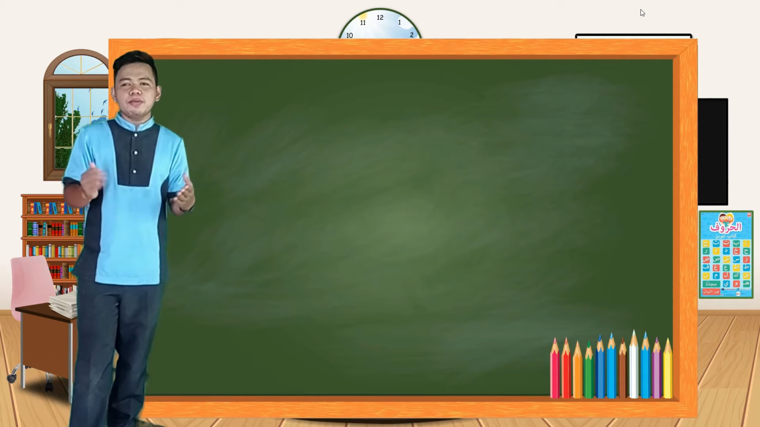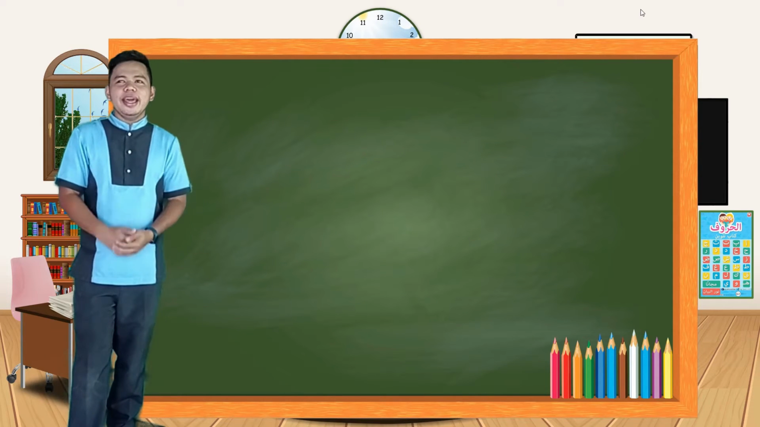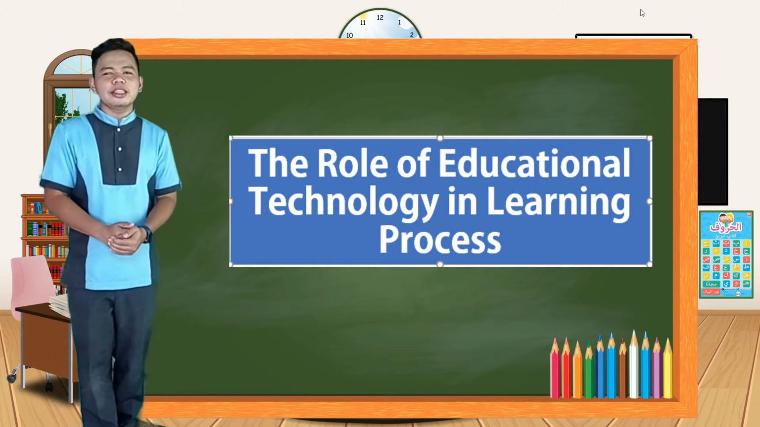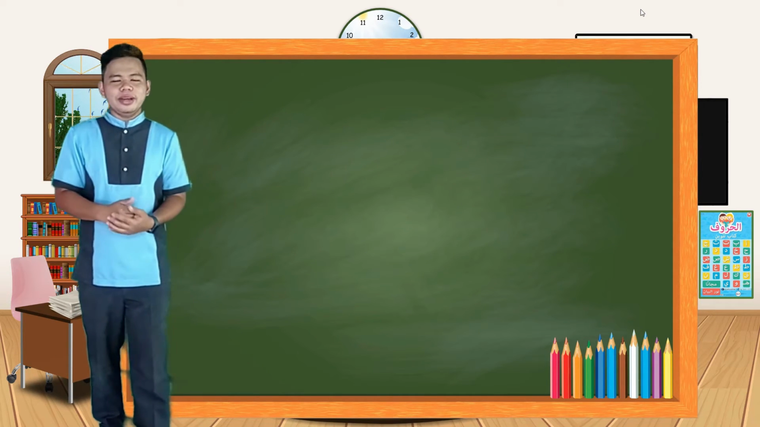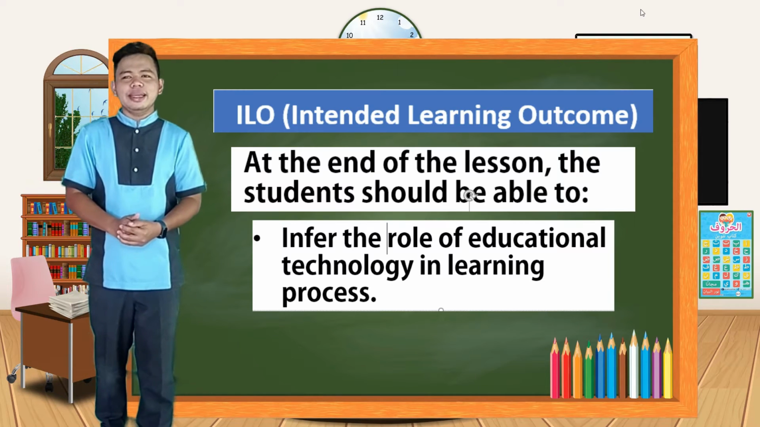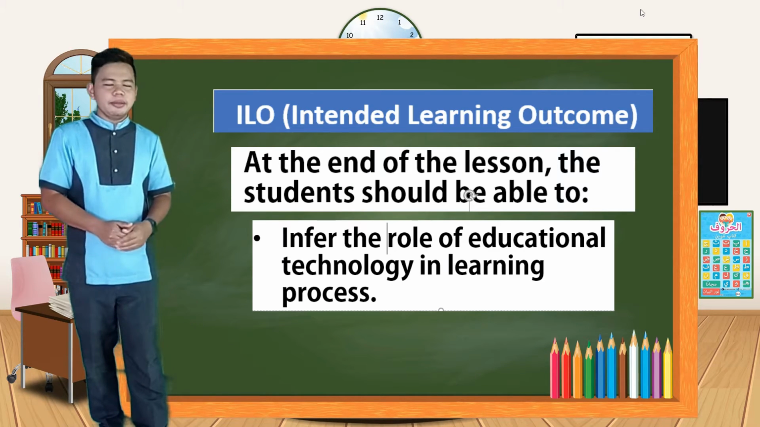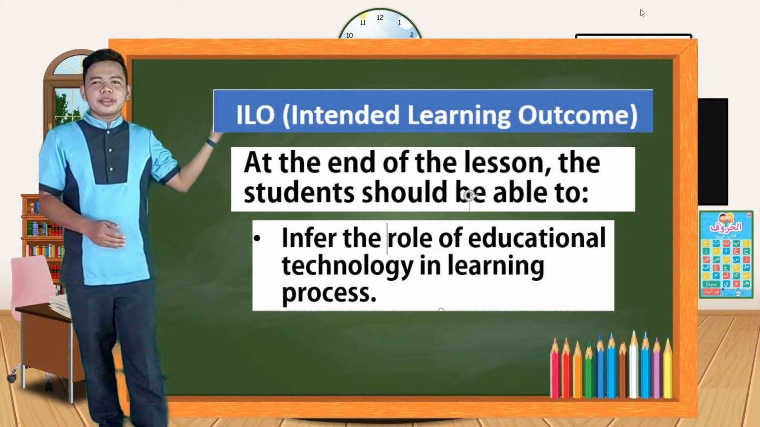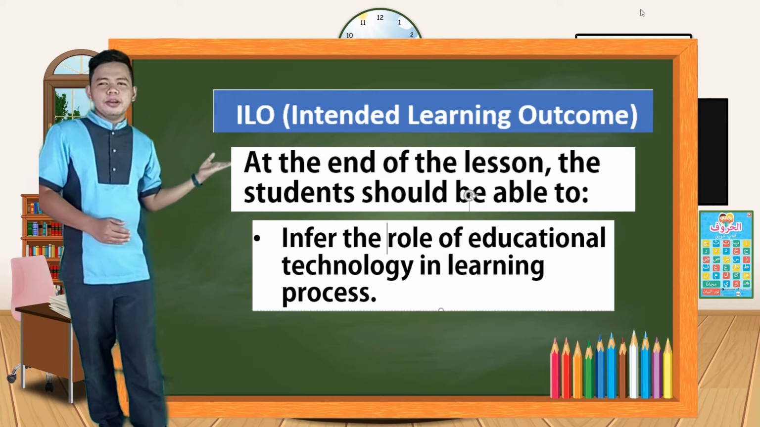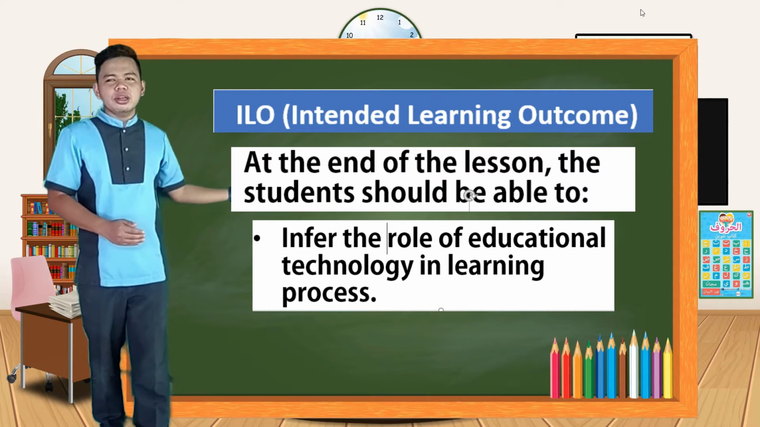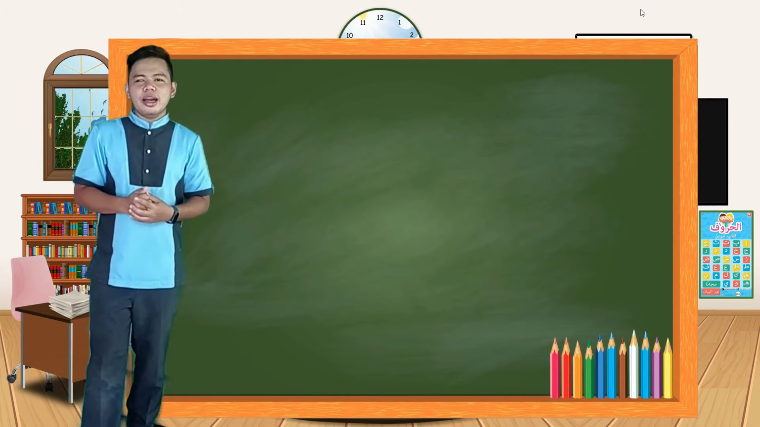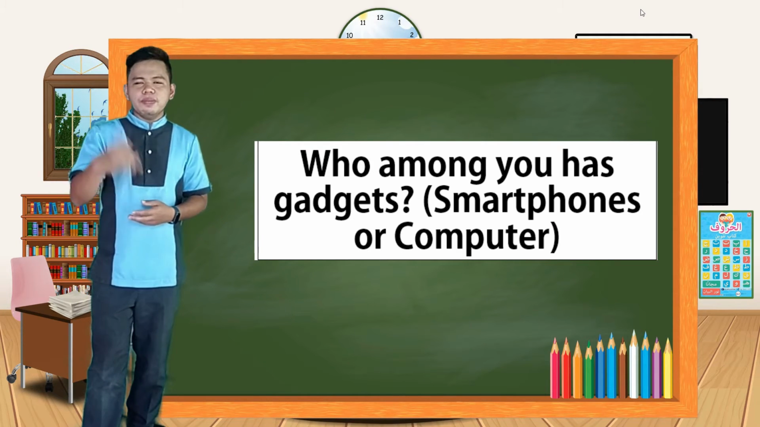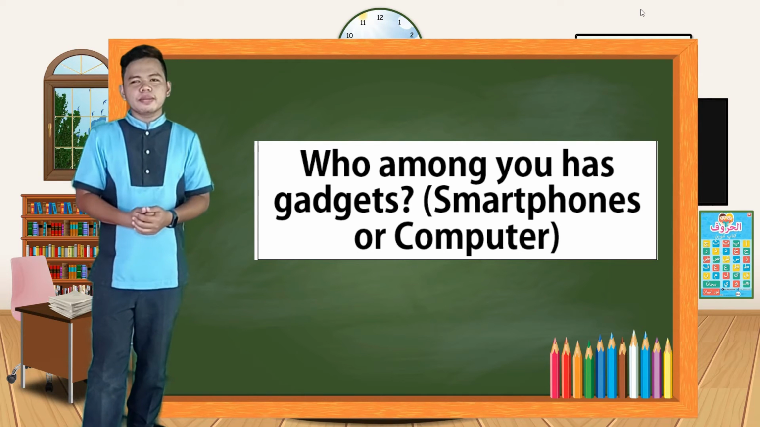Okay, so our topic for today's lesson is the role of educational technology in learning process. Now, before anything else, let us read our intended learning outcome for today's class. Okay, our intended learning outcome. At the end of the lesson, the student should be able to infer the role of educational technology in learning process.